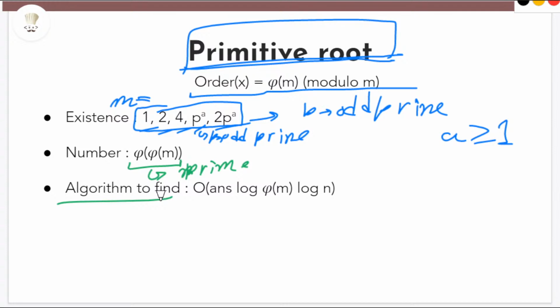It is a really easy algorithm, but I'm not going to be discussing it right now, because it's already 30 minutes past the deadline of this class. So there is this algorithm which calculates the primitive root in big O of log phi m log n. You can find it on CP algorithms. It is a really good algorithm.